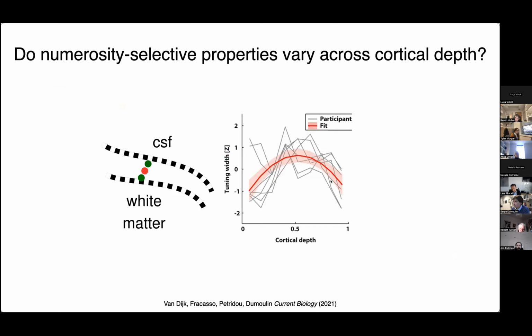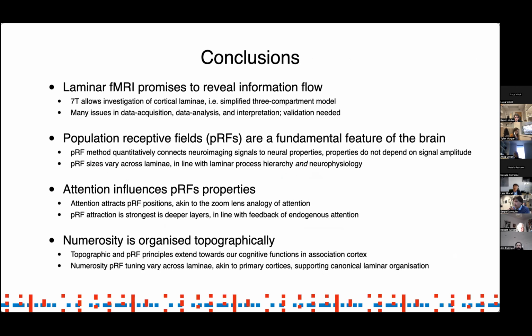And so these are the results. The gray lines are individual subjects, and the red line is the average of the subjects. And you indeed see that the tuning width as a function of cortical depth has this inverse U shape. This suggests that the model that we have in V1 may apply to at least this numerosity map in parietal cortex, suggesting that perhaps this is a model that may transfer to other areas beyond primary visual and motor cortices. I think this is the summary of the last study.